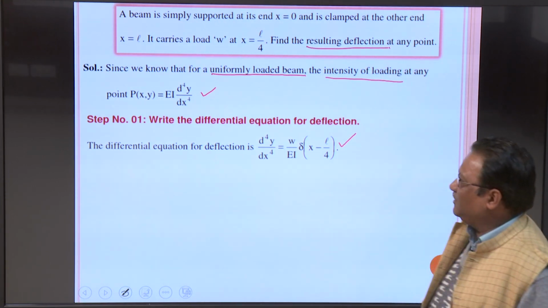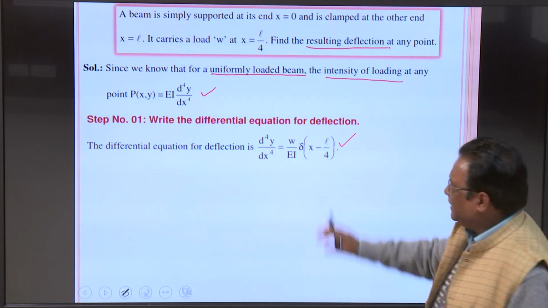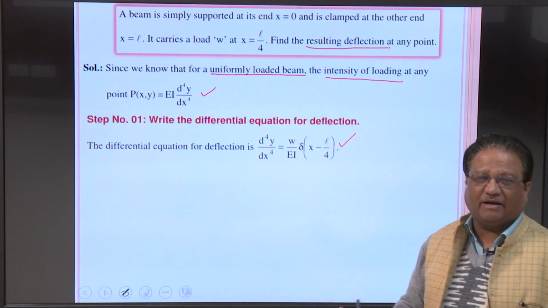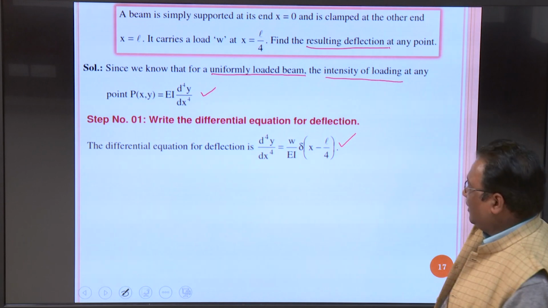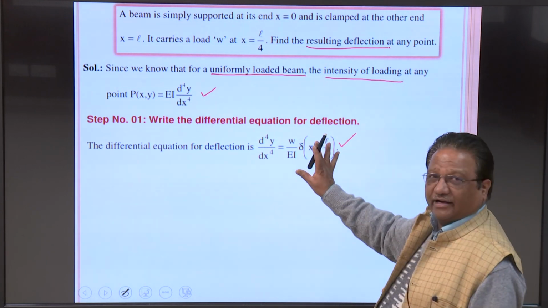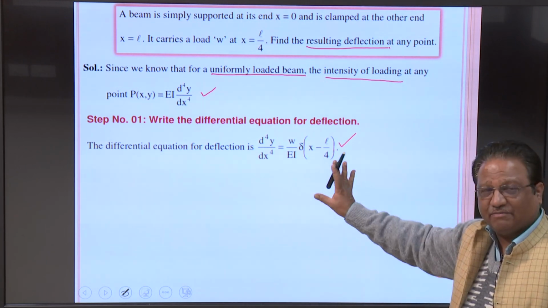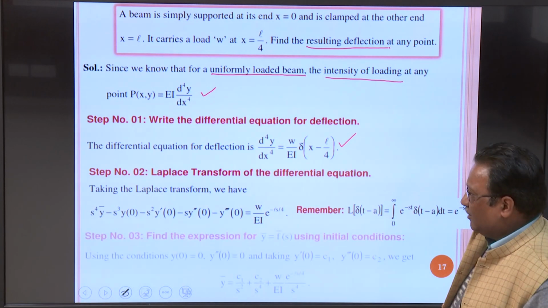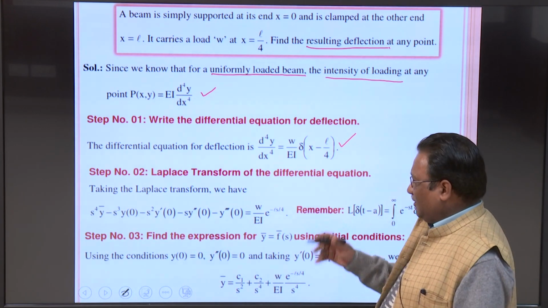Resulting deflection means we have to find the value of y. तो ये आपकी एक डिफरेंशियल इक्वेशन है और इसमें आपने y की वैल्यू को इवेलुएट करना है और यहाँ पर ये डेल्टा यूज हो रहा है, यूनिट इम्पल्स फंक्शन का कंसेप्ट यूज हो रहा है. ठीक है. Now taking Laplace transform of the differential equation.